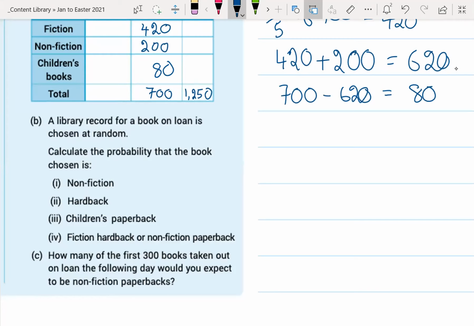Okay, let's have a look at what we could do next. Apologies, I'm just trying to find the question again. I've lost my page number.